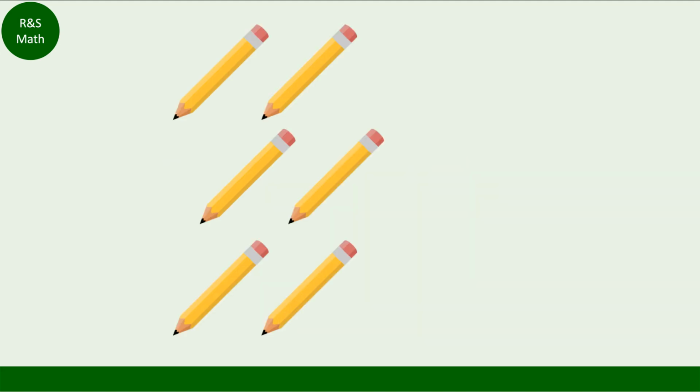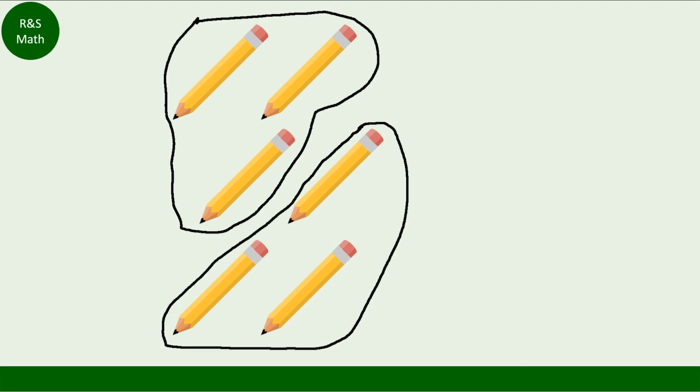For example, look at this collection of 6 pencils. Can you divide the pencils evenly between two people? Of course. Each person would get 3 pencils. Since 6 objects can be divided evenly between two people, 6 is called an even number.